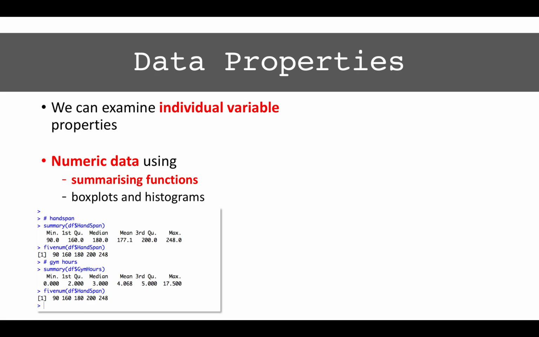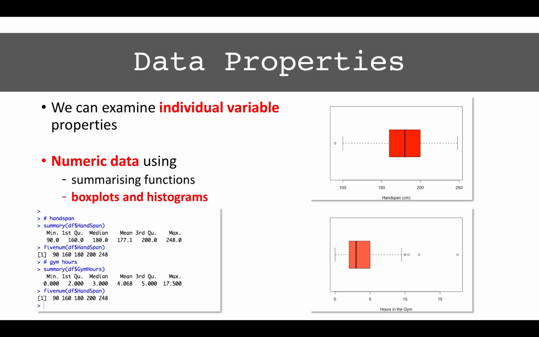Now, the 5num function reports these. It's the same as summary without a label, but doesn't report the mean. Okay. Now we can also examine these visually. So if we look at box plots, we look at handspan and hours in the gym. We've got two very different variables, very different properties there.